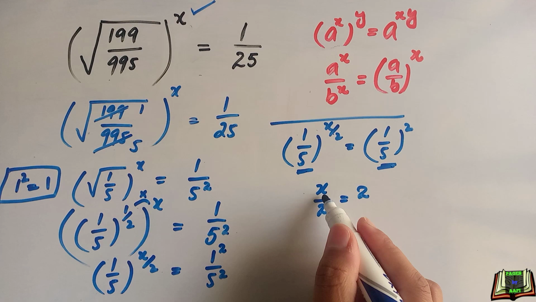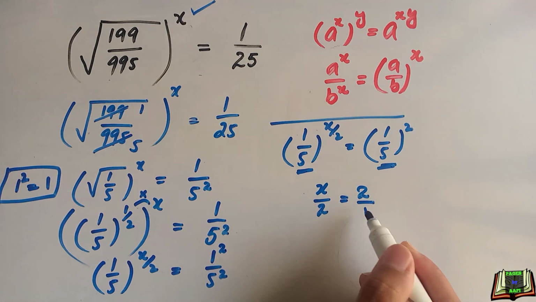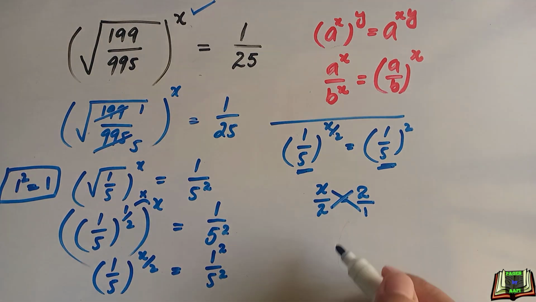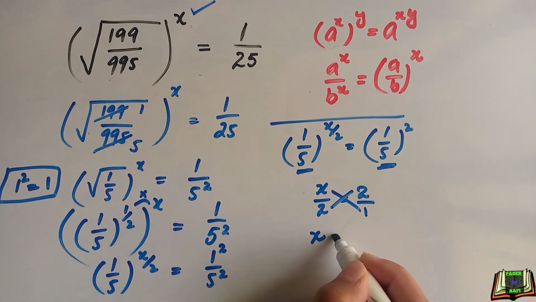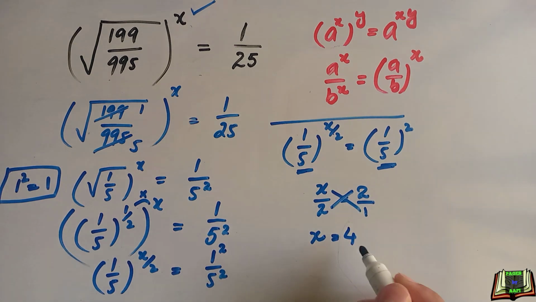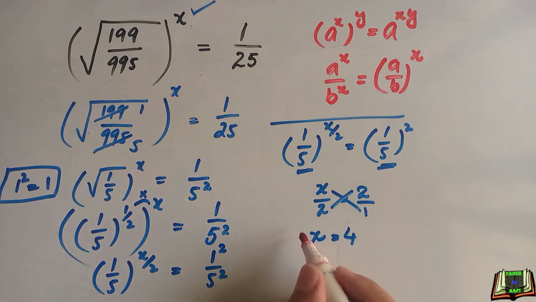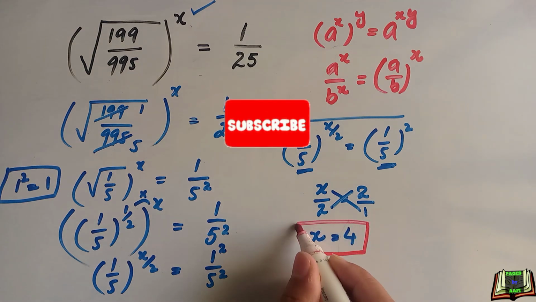As we have to find the value of x in this question, this is equal to 1, and by cross multiplication 1 times x is x and 2 times 2 is 4. X is equal to 4 is the required answer that is asked in this question.